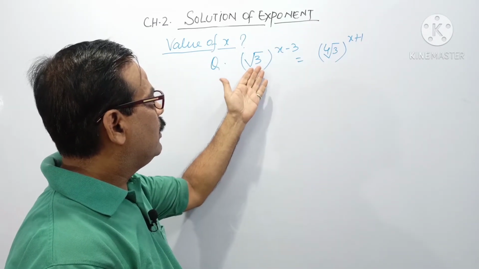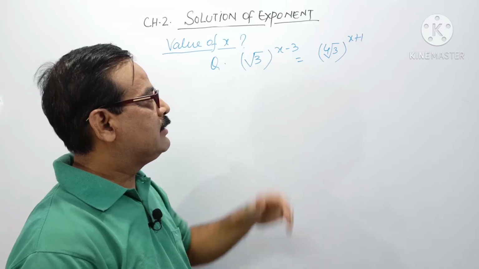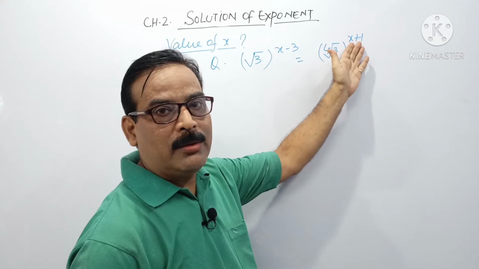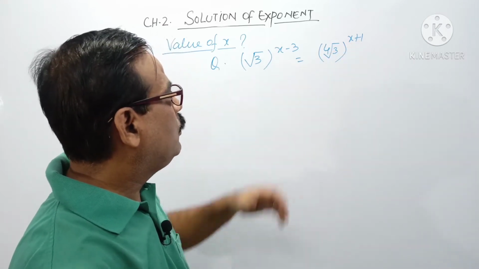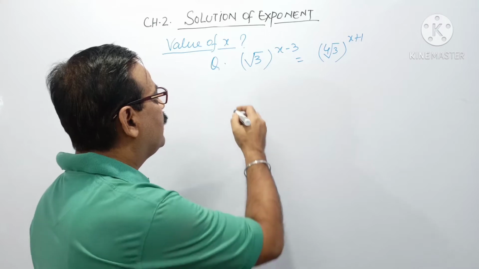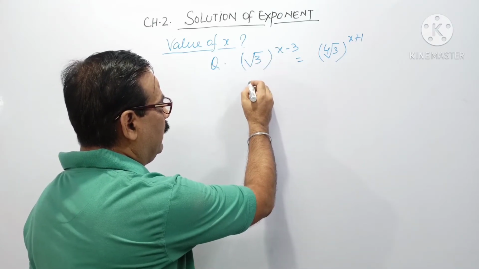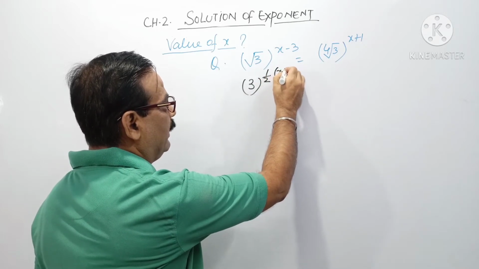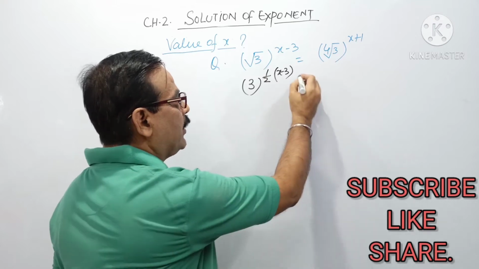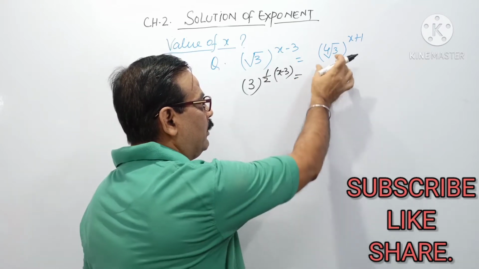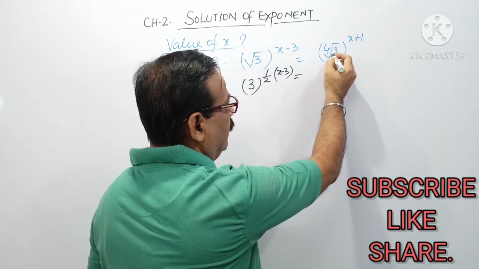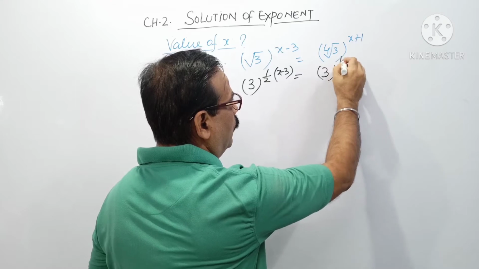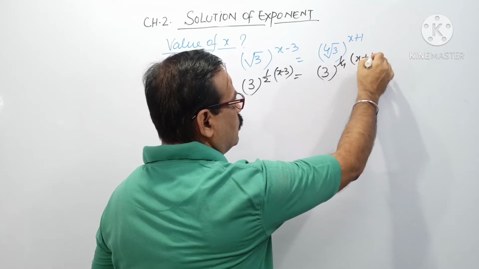Here is given square root of 3 to the power x minus 3, which is equal to 4th root of 3 to the power x plus 1. So how are we going to explain this? Look here. We can write square root of 3 as 3 to power 1 by 2, and the power is multiplied by x minus 3. Which is equal to, we can remove the root, that is 3 to power 1 by 4, and the power is given x plus 1.